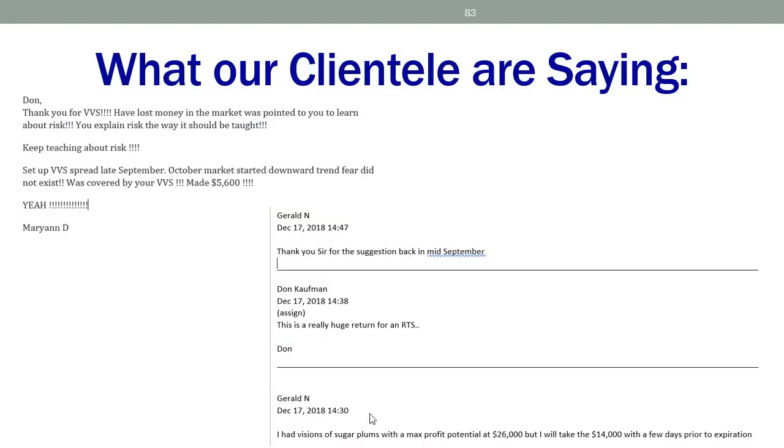What this was in discussion, and I went back and forth, is Gerald basically said, listen, I made 14 grand. I could have made as much as 26 grand. This was actually when the market was falling in December of 2018, and I turned around and I said, this is a huge return for a risk twist. And he said, yeah, thanks. You put it on. He put it on in mid-September. The irony of this trade, he did a lot better than I did in this one.